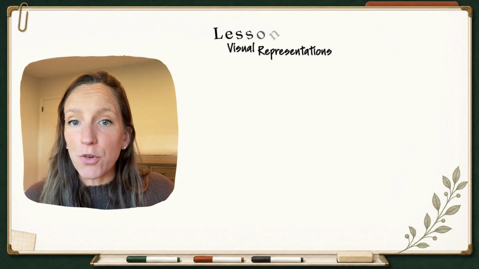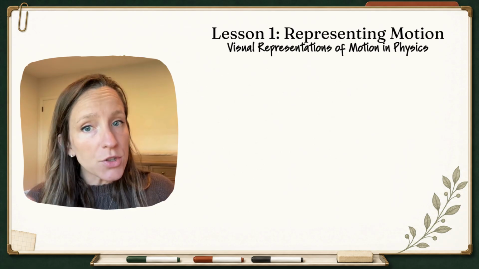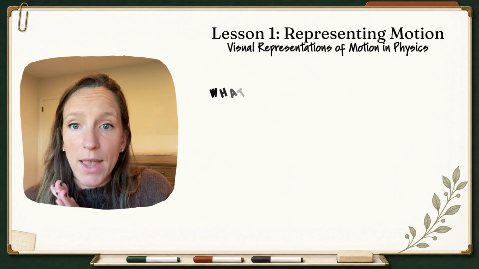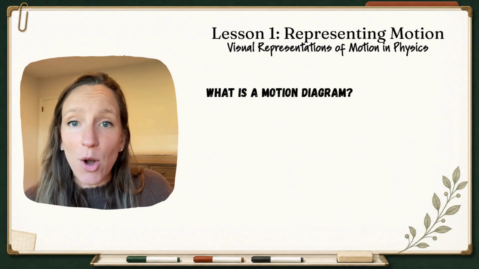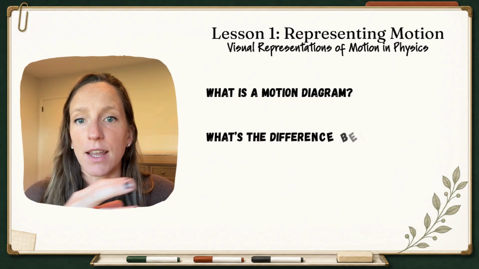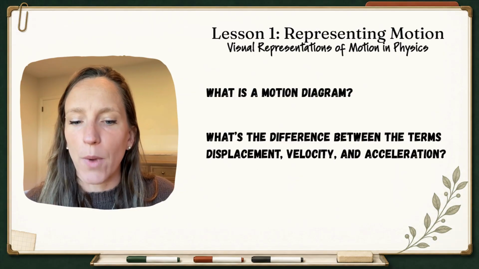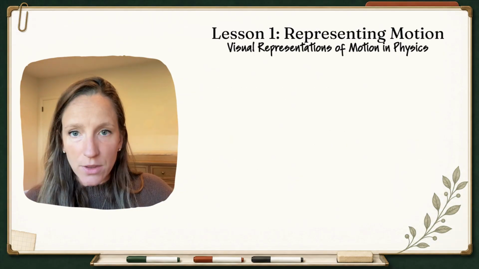So what are some of the different ways that we can represent motion visually? We're going to talk about today one of those ways and use that to also help understand the difference between terms like displacement, velocity, and acceleration, and how we can represent those again, like in a visual way. So let's imagine here you're doing a little physics experiment.